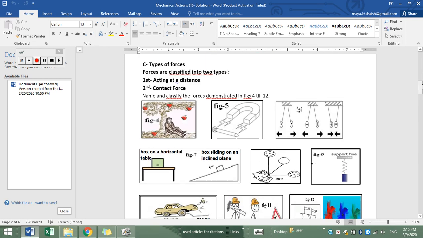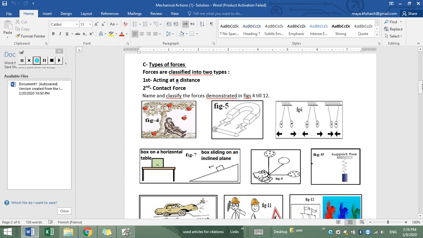Now, the third part is the types of forces. After defining the forces and discussing their effects, we need to classify these forces. They are classified into two types: forces acting at a distance, or contact forces. So here also you have to memorize the two types. You have to differentiate between these two types. The instructions here are to name and classify the forces demonstrated in figures 4 till 12.